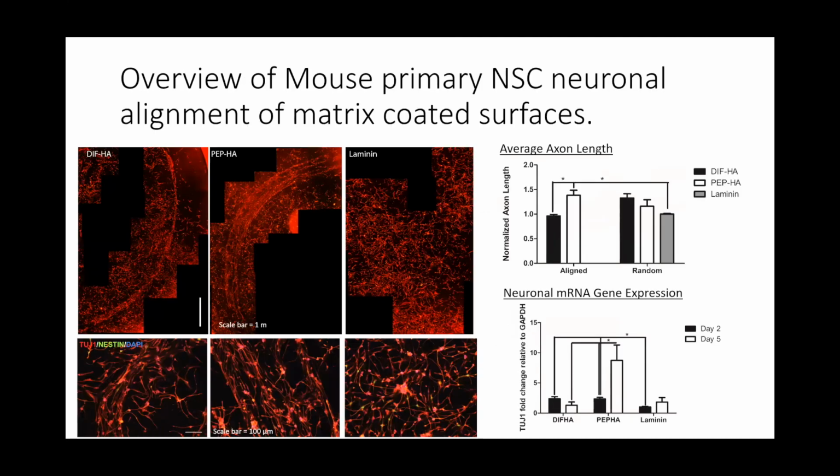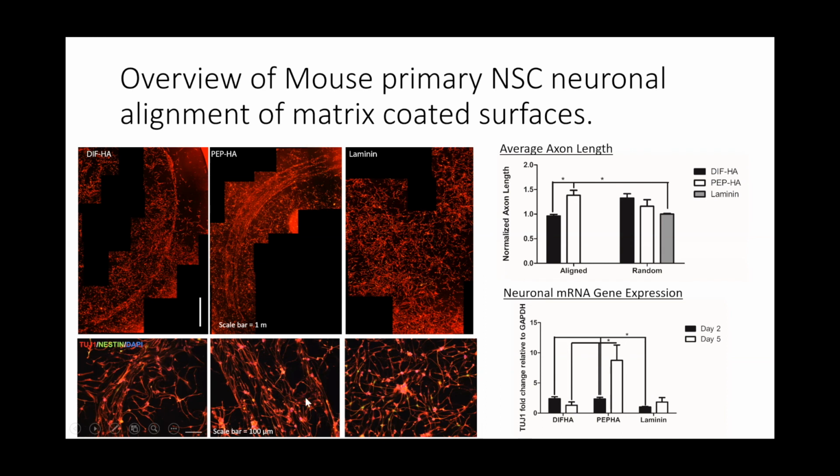So the first thing that happens is when we just coat this on a surface, like many of the things we've looked at today, and seed mouse neuronal stem cells on them. We have long organization areas. For reference, the scale bar on the top is 1 millimeter. So these are long areas of organization.